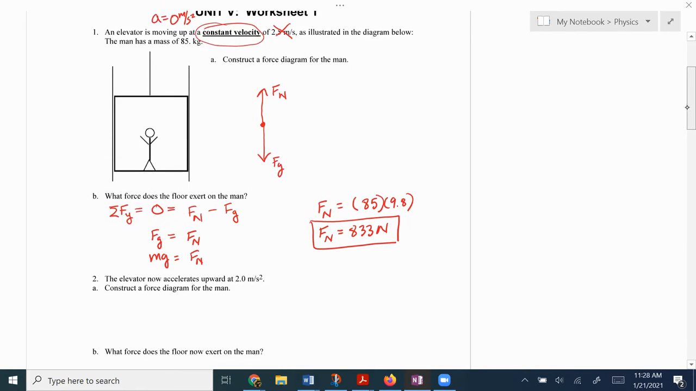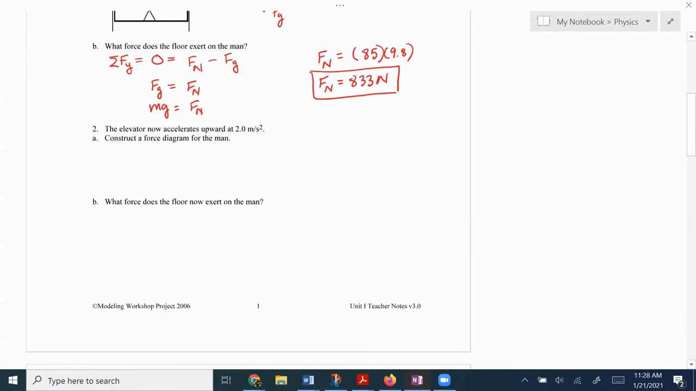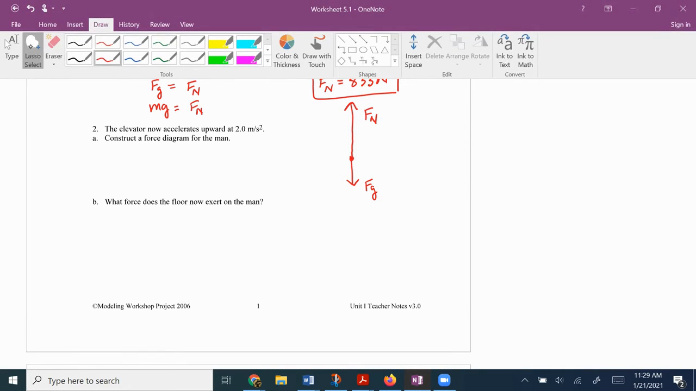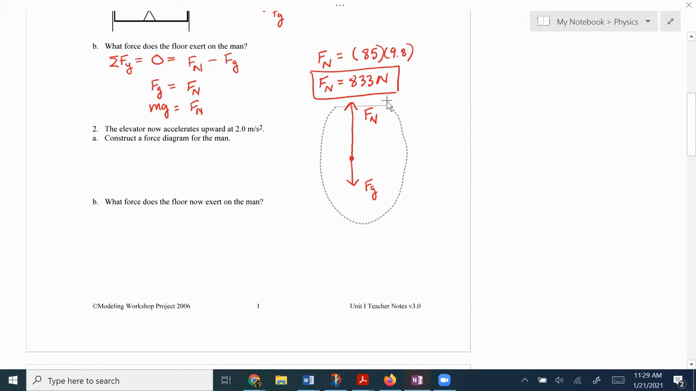Cool. Moving along. Now it's accelerating upwards, so draw a new force diagram. We have the same force of gravity here, but now we're going to have a bigger normal force.